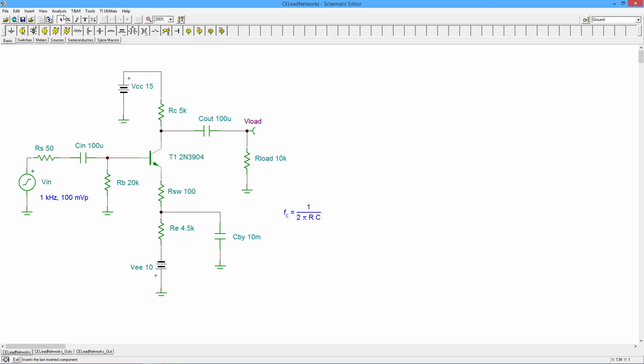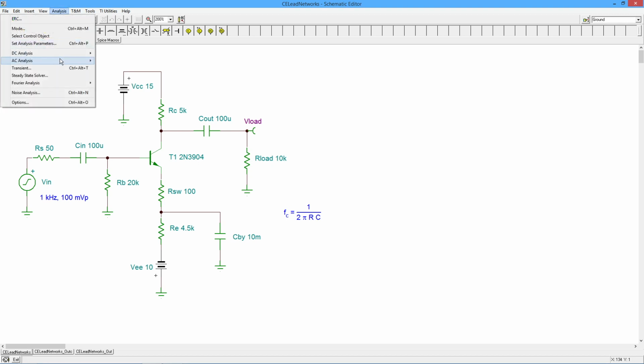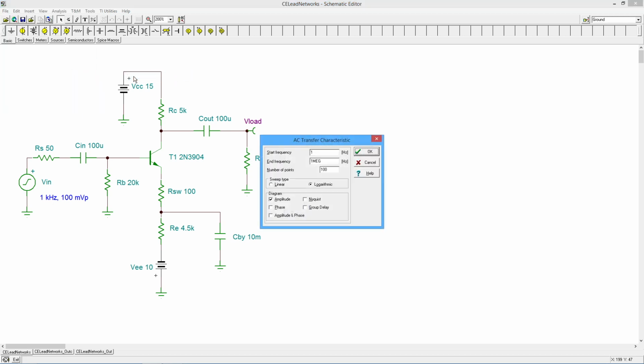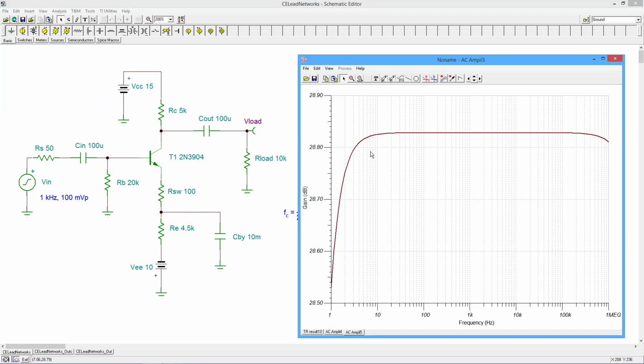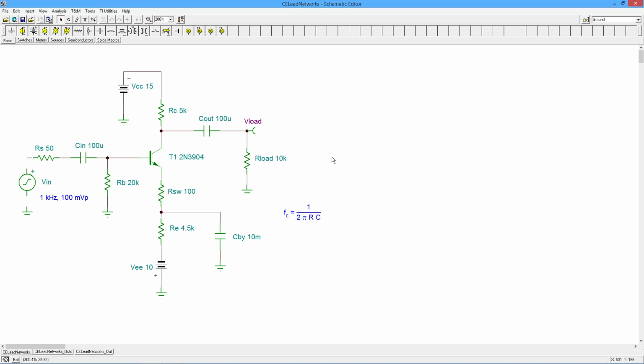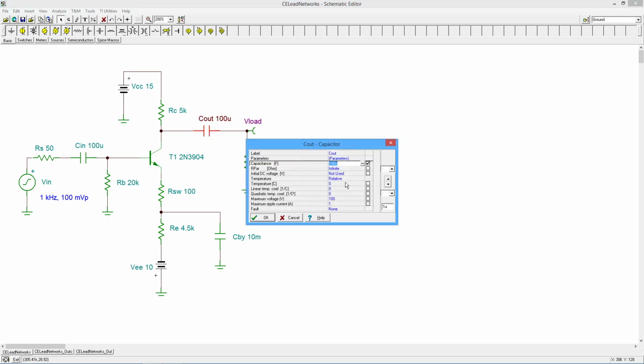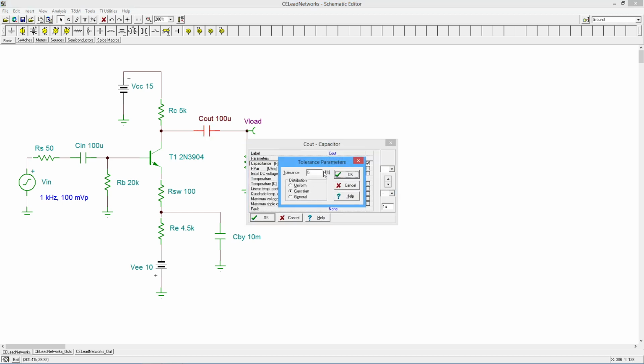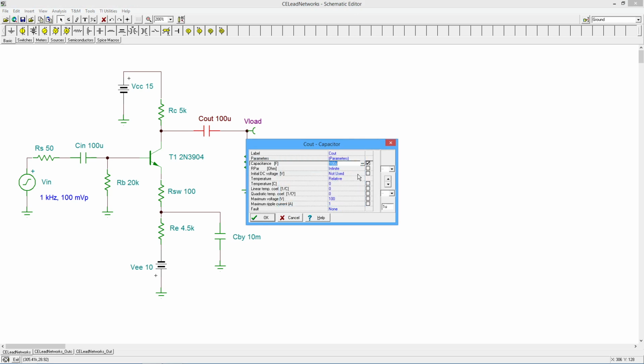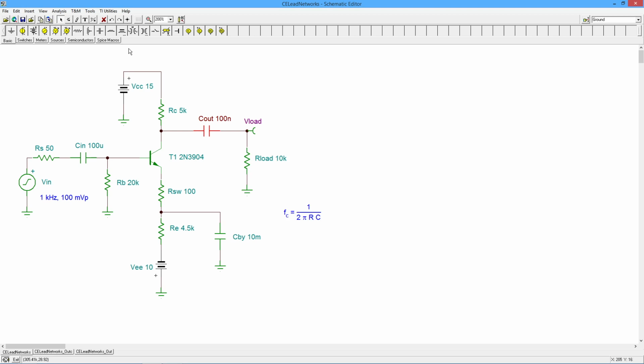So let's just go in and do a little Bode plot here, an AC analysis, and see what we have. Oops, guess what I forgot to do? I forgot to change this capacitor. All right, dumb teacher, bad teacher. Let me see my capacitance here. 100 nanofarads. All right, that's better. Try that again.